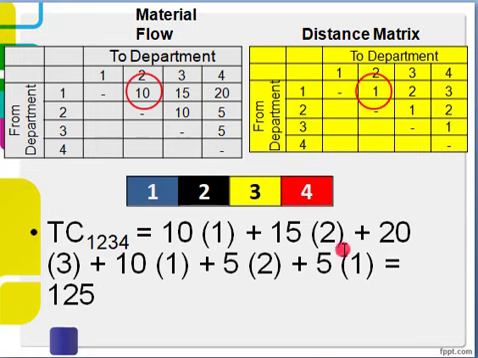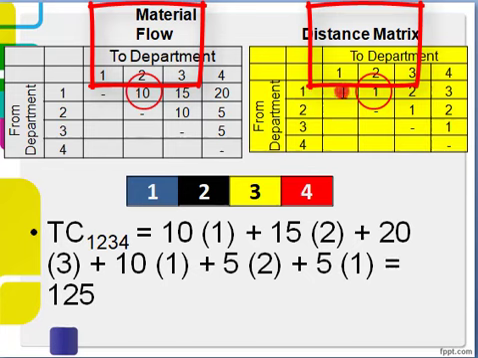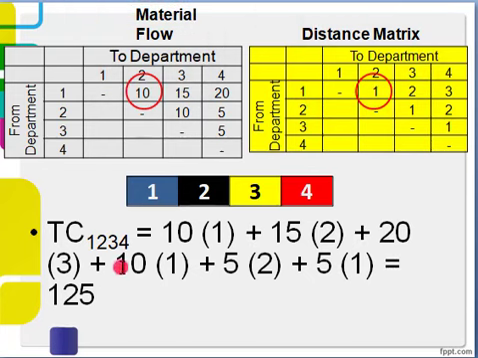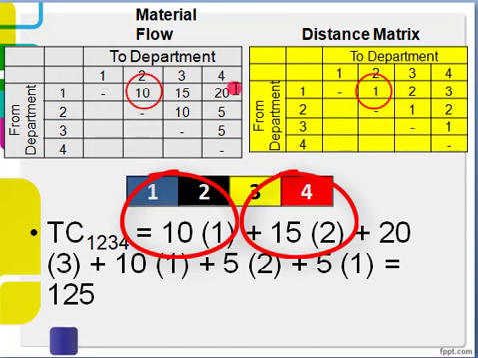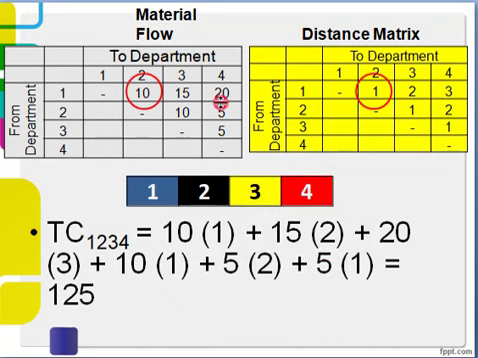After we have filled out the travel distances, now we are going to multiply the material flow, which is the unit load, by the distance matrix. And then we can know the total cost of this layout. So we have to compute the total cost for this initial layout by multiplying the distance matrix with the unit load, the numbers in both matrices. For example, 10 times 1, 15 times 2, 20 times 3. So just multiply them using the parallel lines.